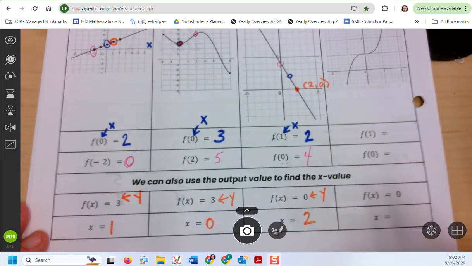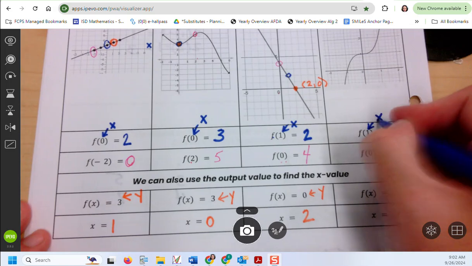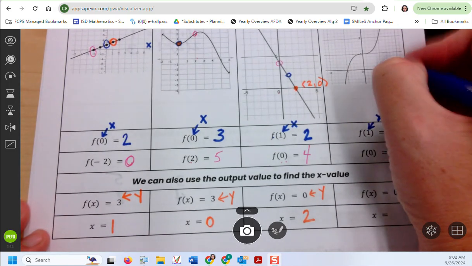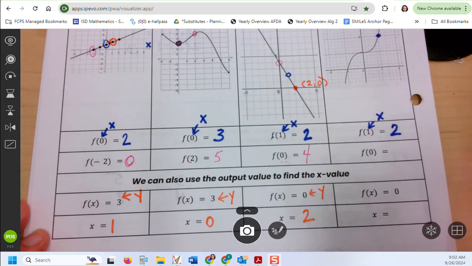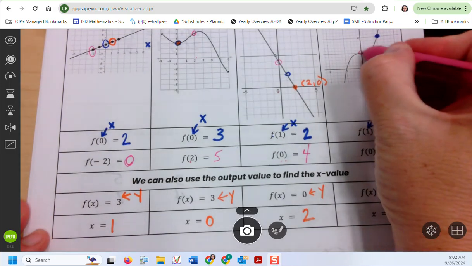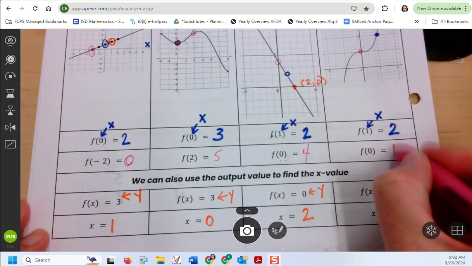All right, last one. When the x is 1, over here, what is the y? I'm getting 2. When the x is 0, the y is 1.